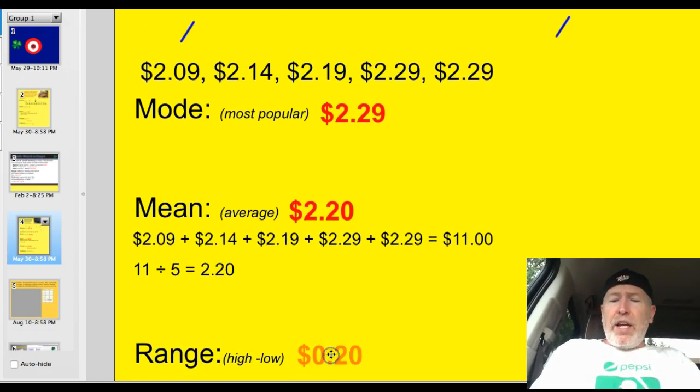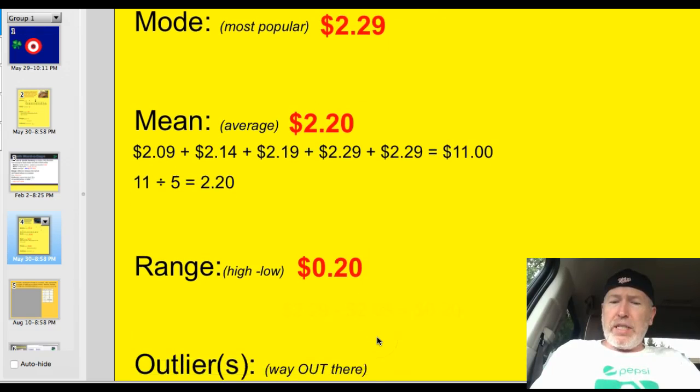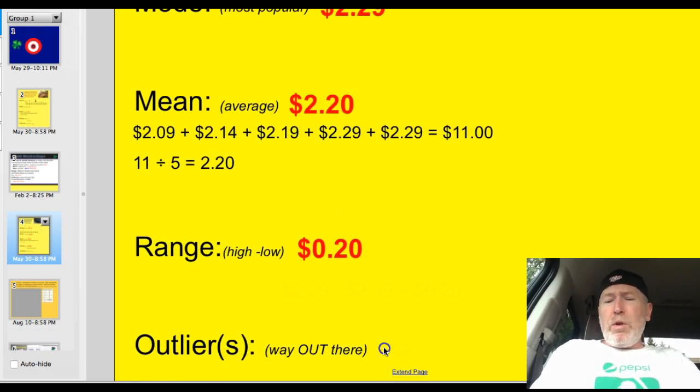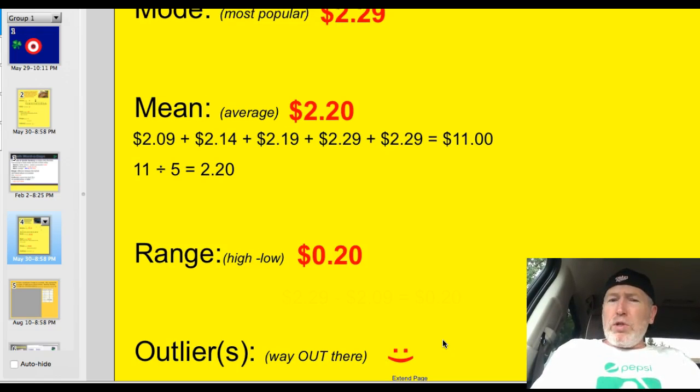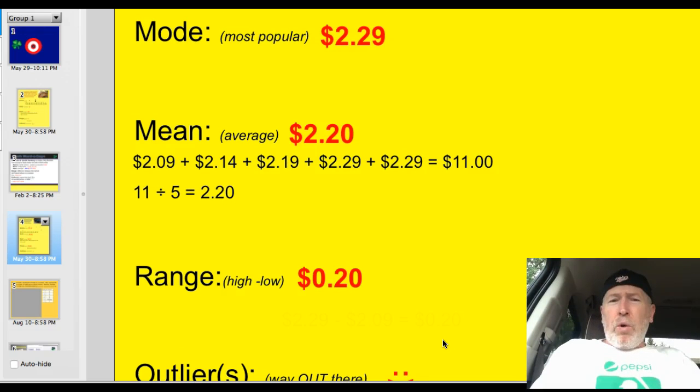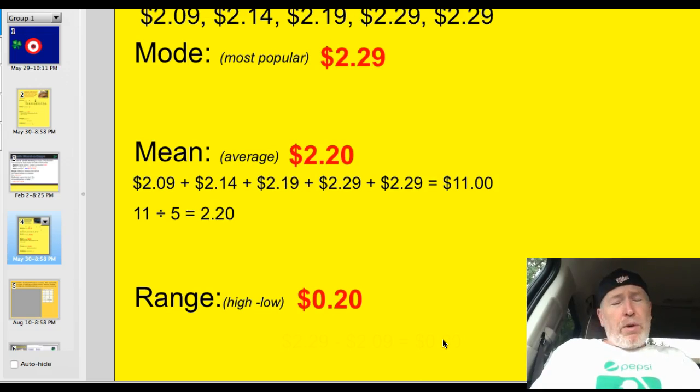All right, in the range, well, there was a 20-cent range in gas because it was from $2.29 down to $2.09. So about 20 cents difference or range between the different prices I paid. And there weren't really any outliers there. I mean, all of them were clustered pretty closely. Now, in the next video, which I would encourage you to watch, I'm going to throw an outlier into this one, and we'll see what happens. That impacts the overall score.